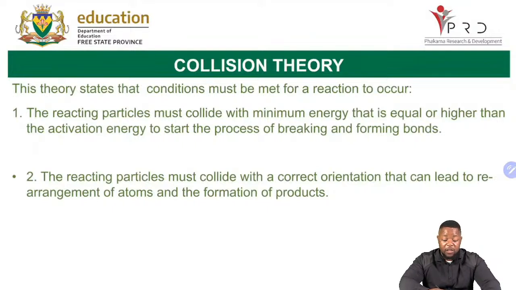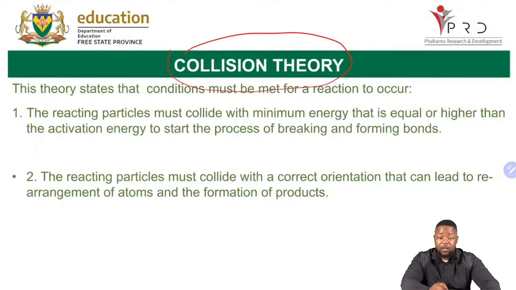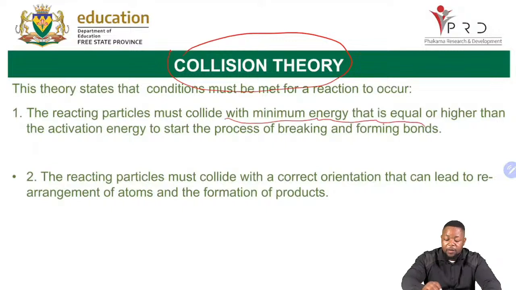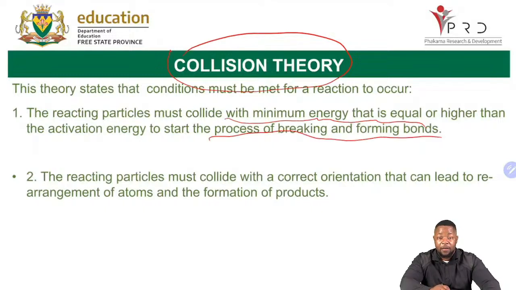In the rates of reactions, we are going to look at the collision theory. If we revise the collision theory, it clearly states the conditions under which any chemical reaction will occur. Firstly, molecules should collide. And as they collide, they must collide with a minimum energy that is equal to or higher than the activation energy, so that the process of breaking existing bonds can happen.